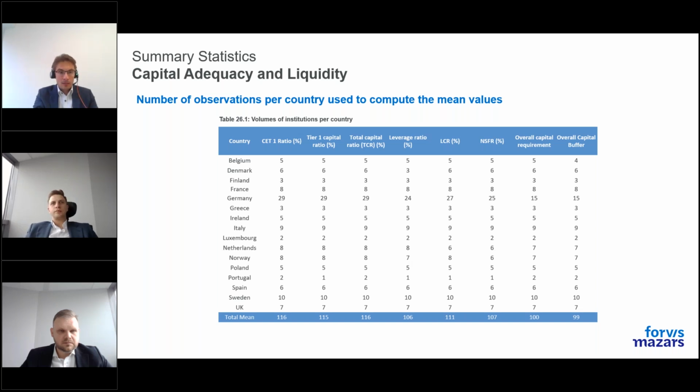In this slide, you can see volumes of institutions per country included in our study. So it's quite well represented across multiple EU plus UK countries.